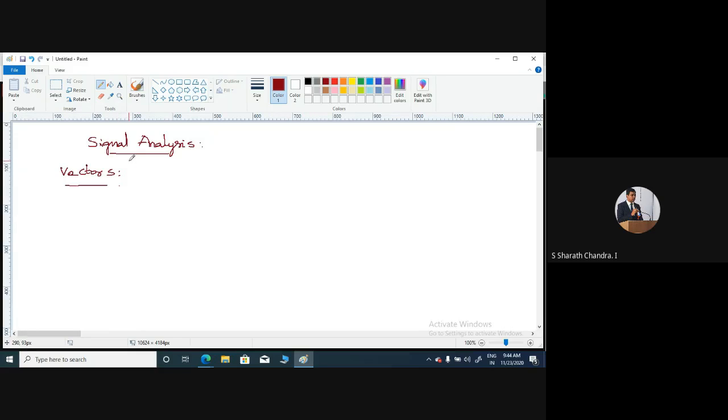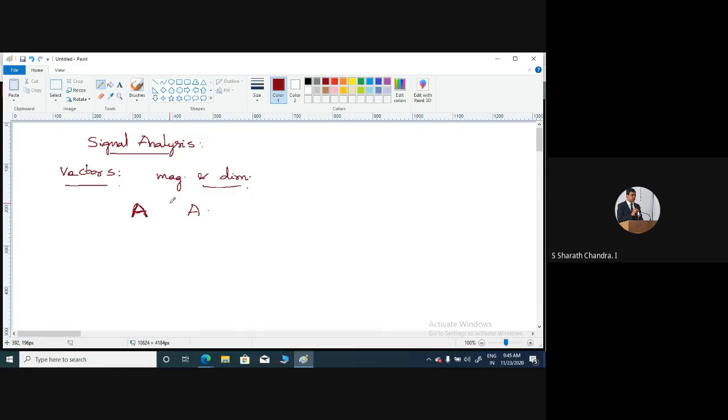As I said, a vector is specified by magnitude and direction. We shall always denote vectors by capital letters or bold-faced letters, and generally we use light-faced letters to represent the magnitude of that vector.